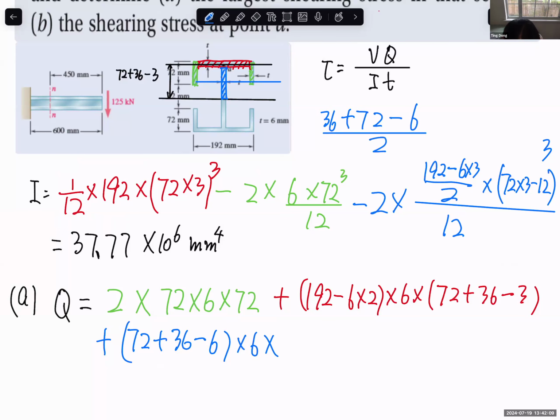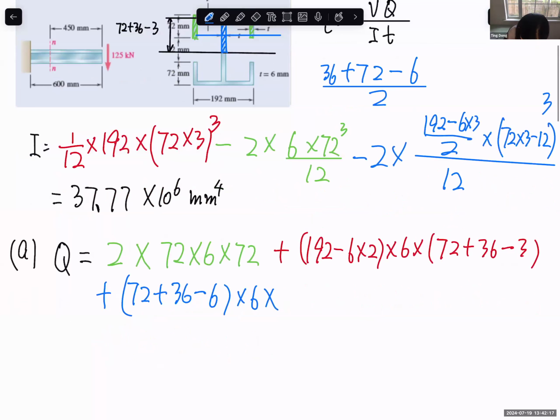So it should be equal to 51. I think one student got it right. So that's right here.